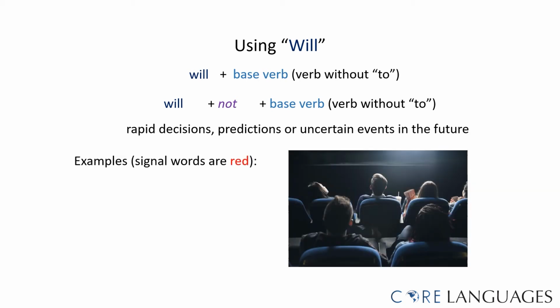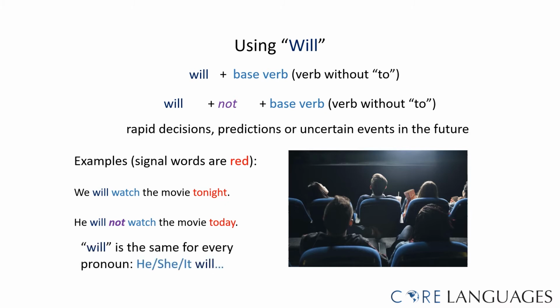Here are some examples. Signal words are red. We will watch the movie tonight. He will not watch the movie today. Notice how will is not conjugated the same way as other verbs. We do not add an S for he, she, it. It would be incorrect to say he wills not watch.